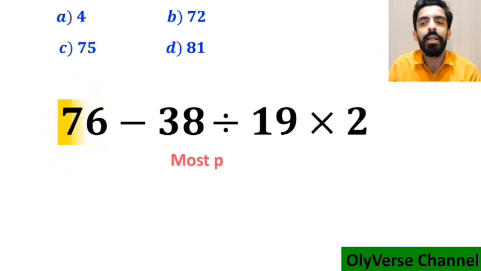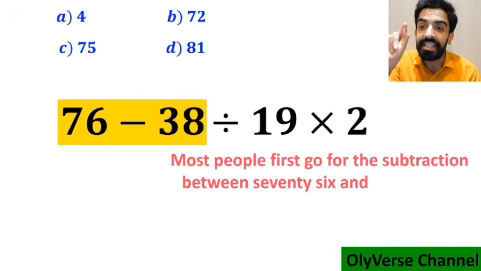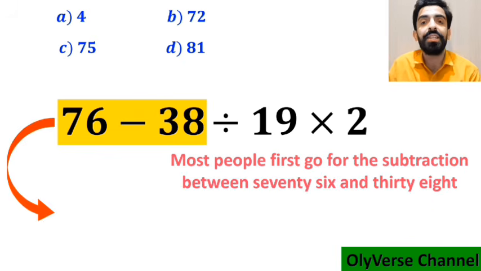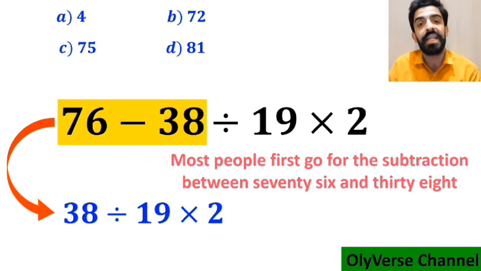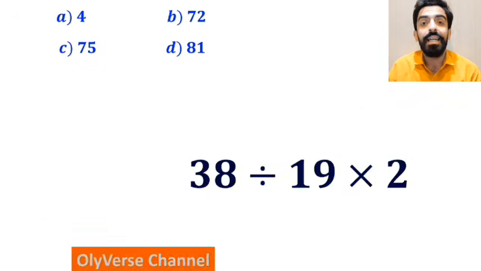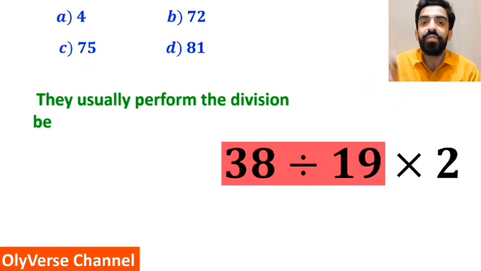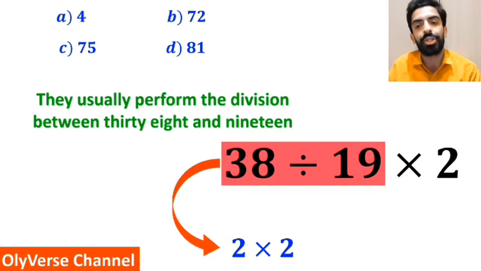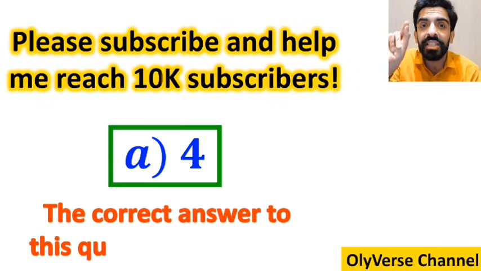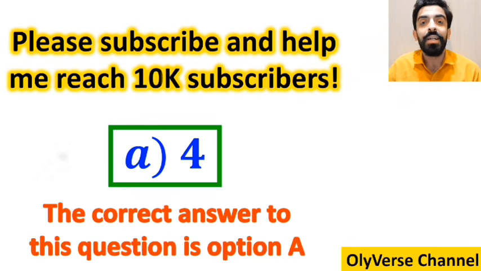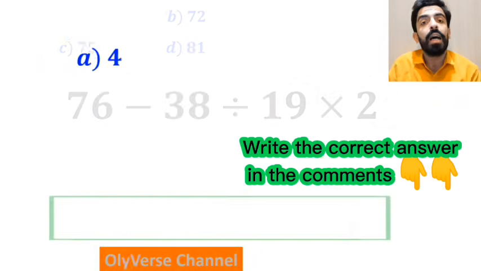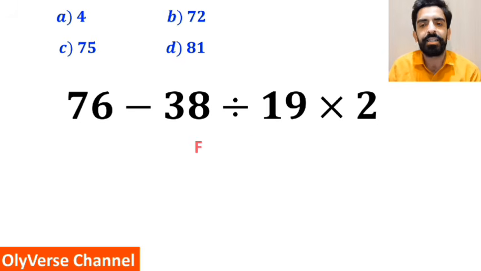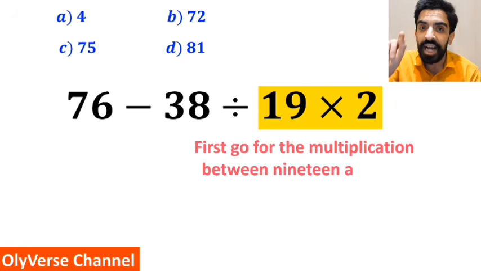To solve this question, most people first go for the subtraction between 76 and 38, and they rewrite this expression as 38 divided by 19 then times 2. And the next step, they usually perform the division between 38 and 19 and simplify this expression to 2 multiplied by 2, which finally gives them the answer 4. And immediately, they quickly say that the correct answer to this question is option A. However, that's definitely wrong.